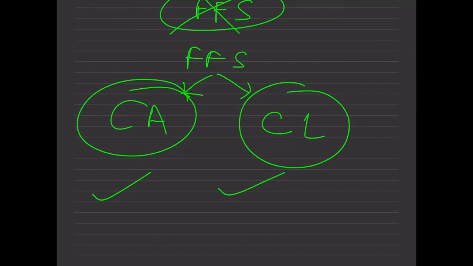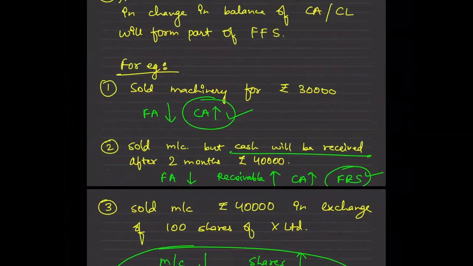So in my example, in the first two cases, what I have done is I have sold my machine and I have got some fund. So that would be sources of fund. This is my sources of fund, that I have sold my machine.